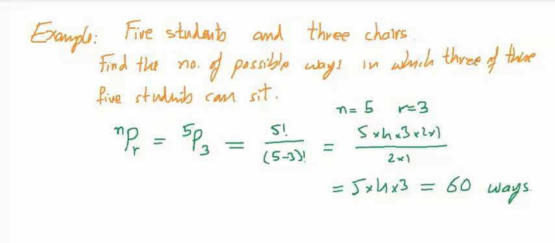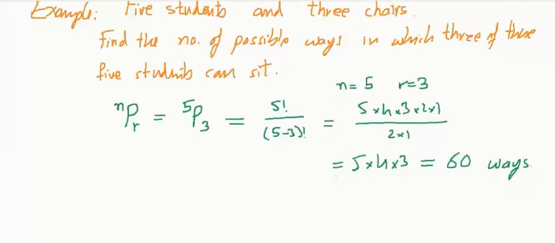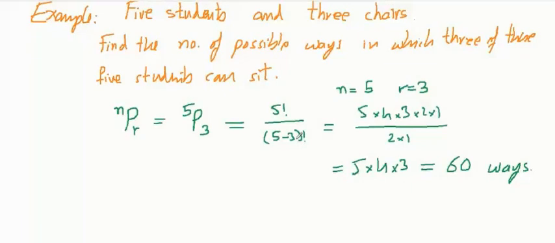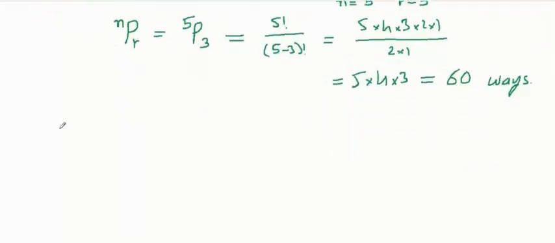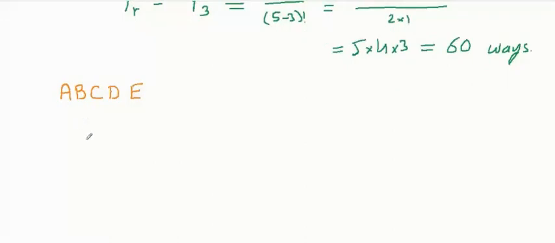See, there are only a few items, but the number of ways is quite large. So if you want to understand the inside story of how these are 60, basically, say we have the students A, B, C, D, and E. These are the 5 students. So how can they sit on 3 chairs? Let's say first A, B, C, these 3 students are sitting in the chairs.